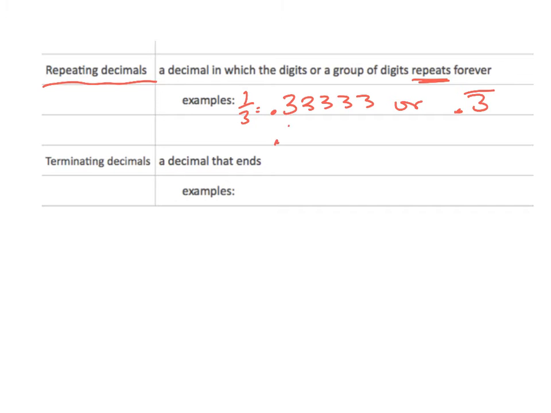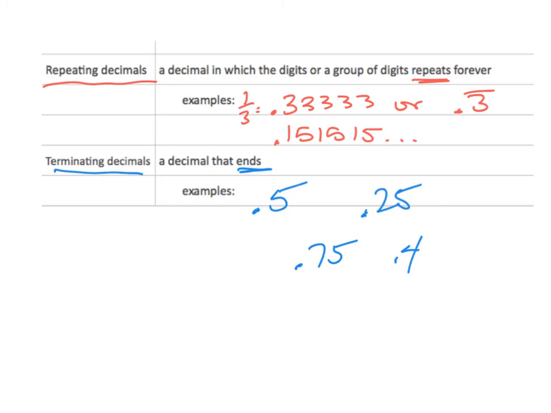It could repeat two numbers, 1 5 1 5 1 5, and just keep on going. It could be repeating 3 numbers or 4 numbers. A terminating decimal ends. That's the big thing. It ends. 1/2, 0.5, 0.25, 0.75, 0.4. Those are ones that just end. They do not go on. Those are terminating decimals.